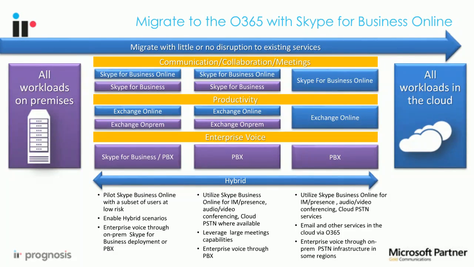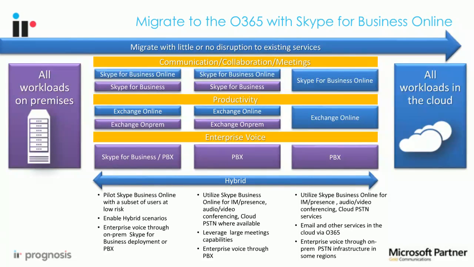As a next step, you can look at utilizing Skype for Business Online for IM presence, audio, video. That is what the users that are moved into an online pool will have. We could start to look at Cloud PSTN, depending upon where the user location is. Look at utilizing our meeting broadcast for large meeting capabilities. Your enterprise voice can still come through on premises for all the users.